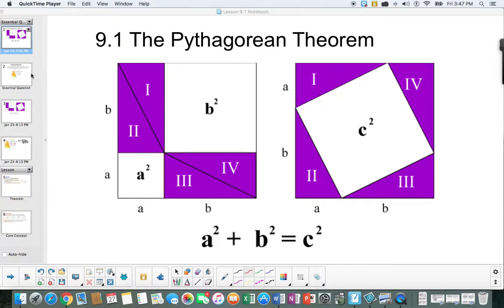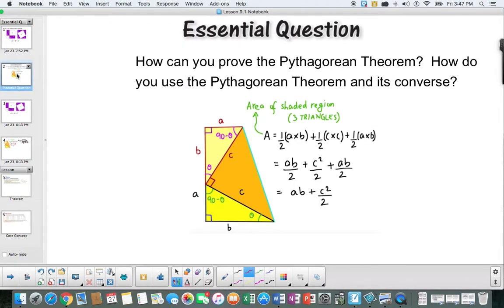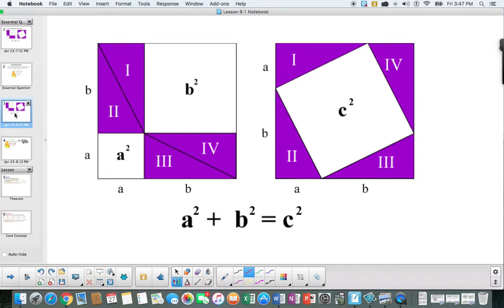9.1, the Pythagorean theorem. Essential question: how can you prove the Pythagorean theorem? How do you use the Pythagorean theorem and its converse? The Pythagorean theorem has to be one of the most famous theorems in geometry, and it relates three numbers that are sides of a right triangle.